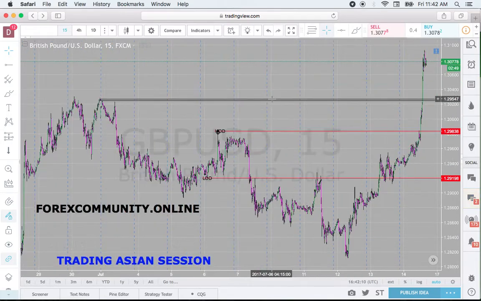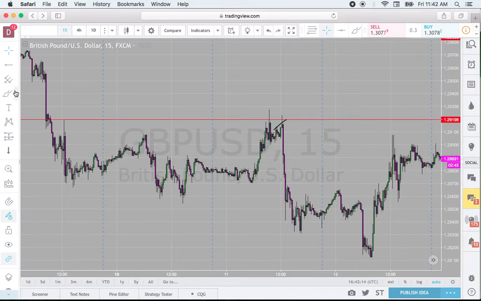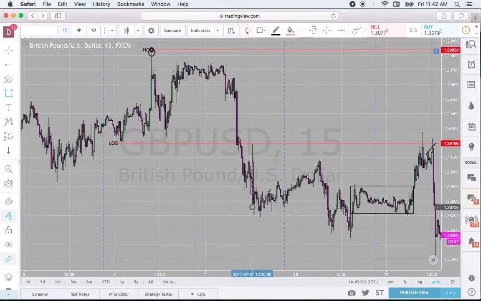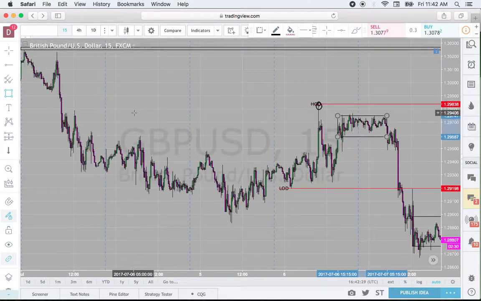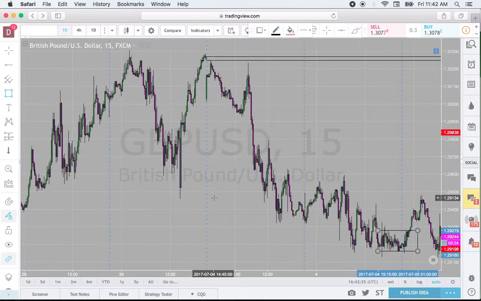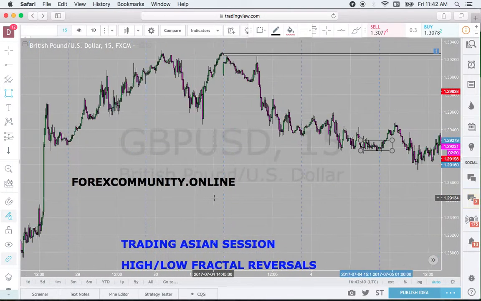We do not advise you trade Asian session because, as you can see, as I have pointed out many times before, this is what Asian session mostly consists of. Just chop, chop, chop. And if you don't know how to trade that chop, chop consolidation, you're really not going to have a good time.